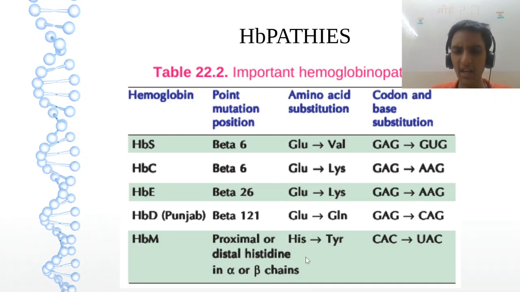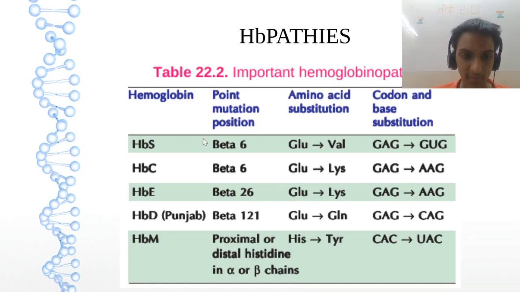Here it is totally different. Histidine to tyrosine, okay. Remember, in these four, glutamate is common. In HbC and E, lysine is common. What will be the difference? In HbS it is valine, in HbD it is glutamate, and HbM is totally different from all of these.